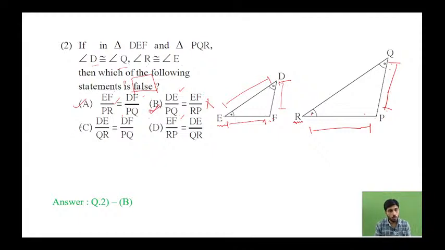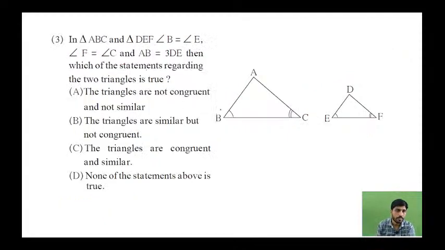And we will check two more options. In C, DE upon QR is equal to DF upon PQ, this is correct. And the fourth one is EF upon RP equal to DE upon QR, so this is also correct. So this is the only option which is not correct. So this was the expected answer, option B.